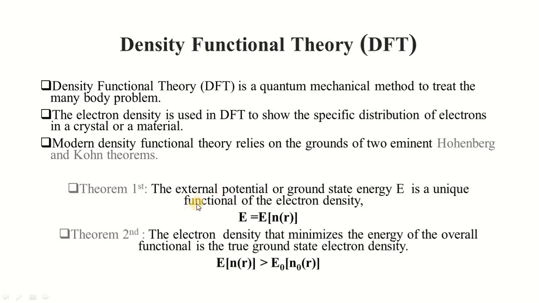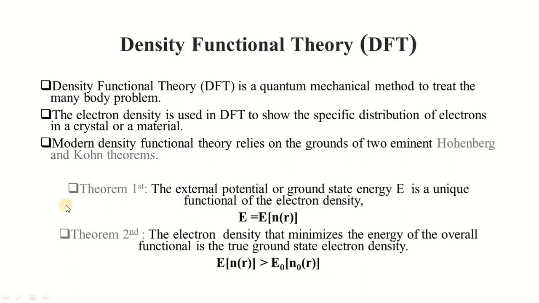Now what is the meaning of the functional? A function of a function is called a functional. For example, we have n of r, which is the electron density in this case, and n is a function of r, and then E is a function of n of r. So E is actually the functional of electron density. The first theorem states that the ground state energy is a unique functional of the electron density.